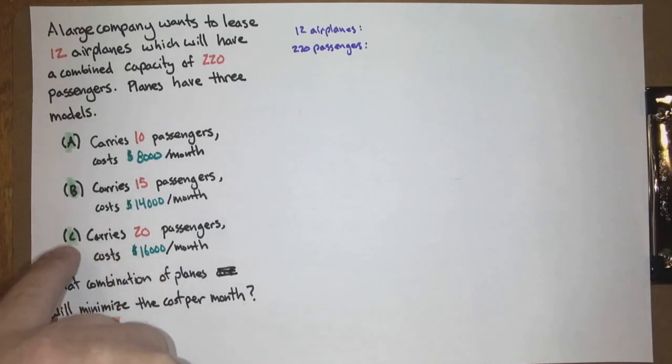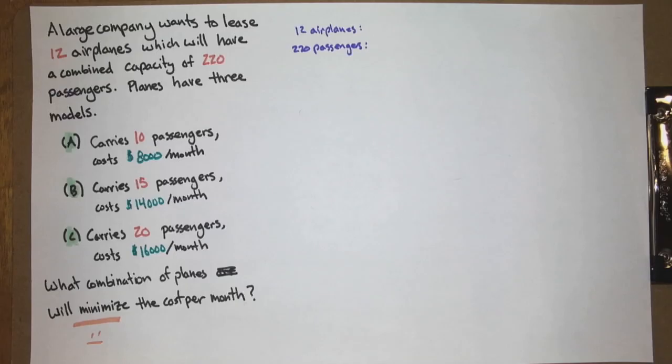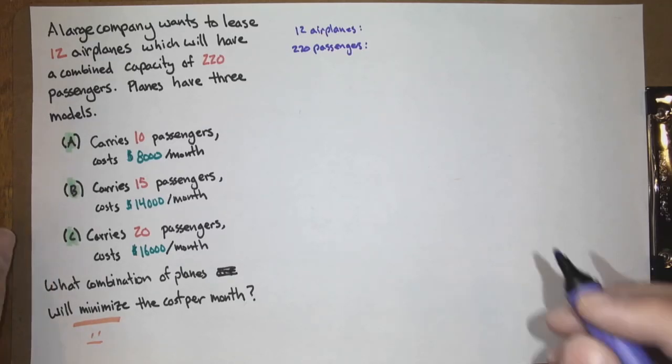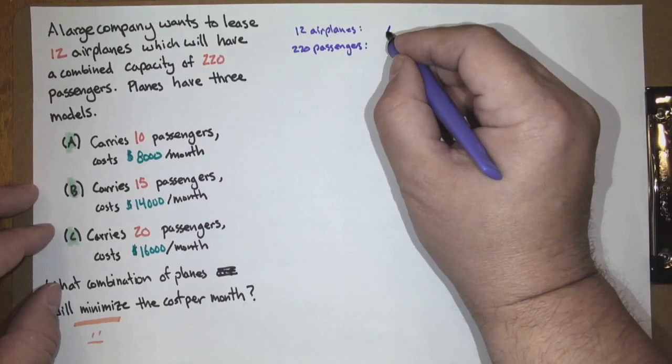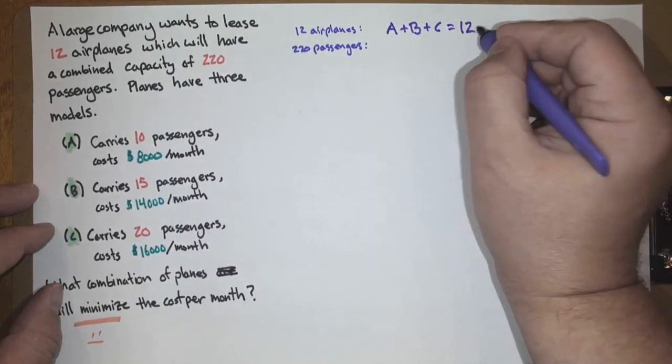So in terms of A, B, and C, this requirement that we have 12 airplanes, how can we write that as an equation? So remember what I mean here. A is the number of airplanes of type A. I'm going to use B to represent the number of airplanes of type B, C the number of airplanes of type C. The fact that we need 12 airplanes, what equation does that become? A plus B plus C equals 12.